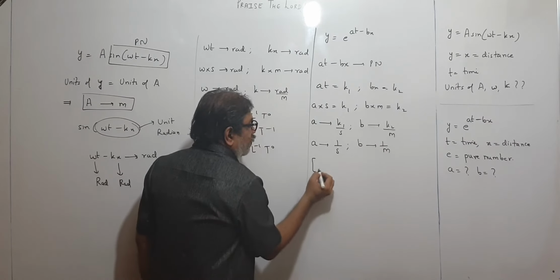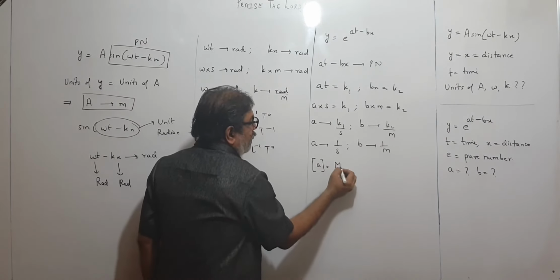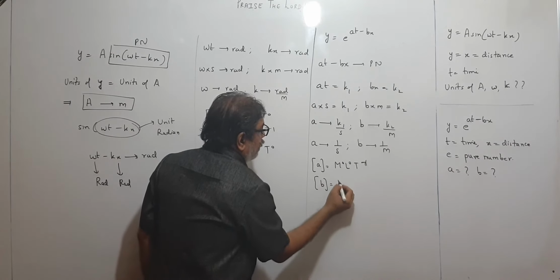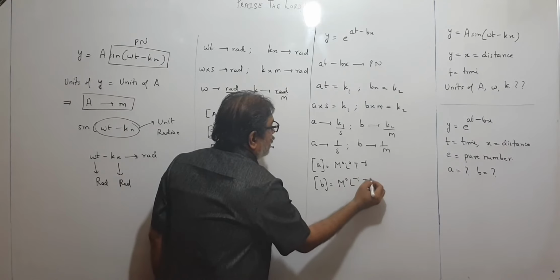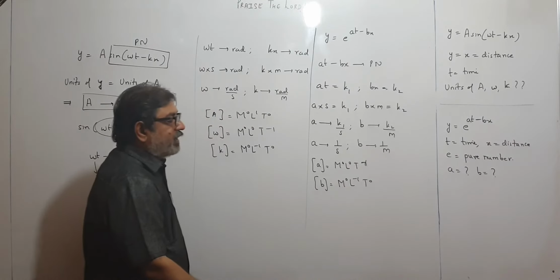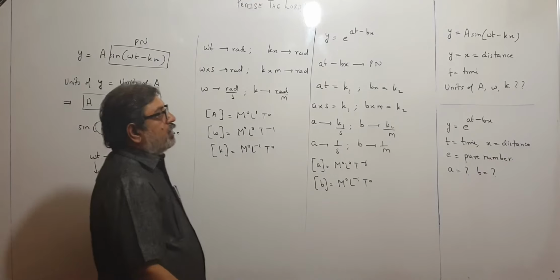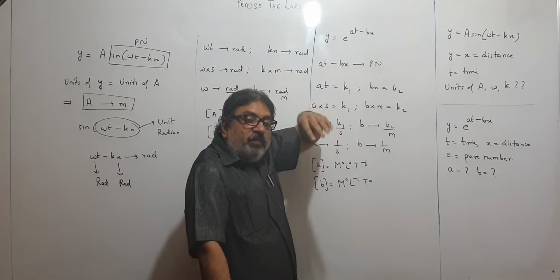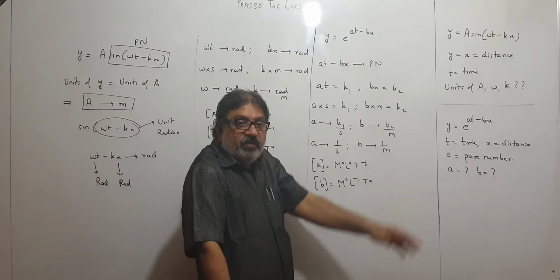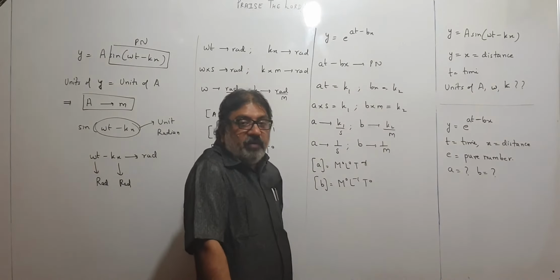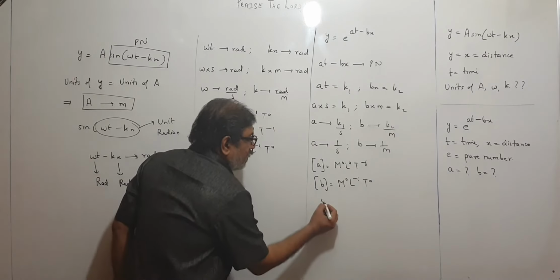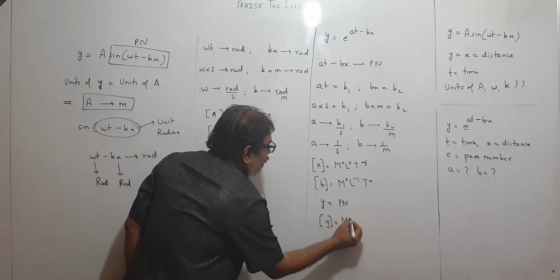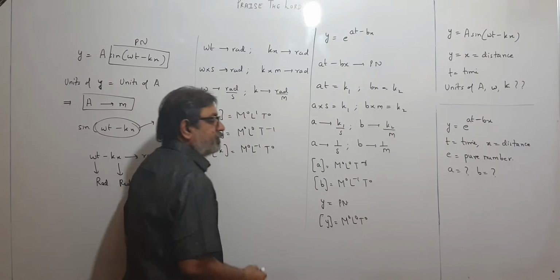So what is dimensions of a? m0, L0, T minus 1. What are dimensions of b? m0, L minus 1, T0. 1 upon meter, 1 upon length, L minus 1. E is a pure number and power is always a pure number. So pure number to the power pure number will be a pure number having no units. Therefore, y is equal to a number without units. So y is a pure number and therefore dimensions of y will be m0, L0, T0.